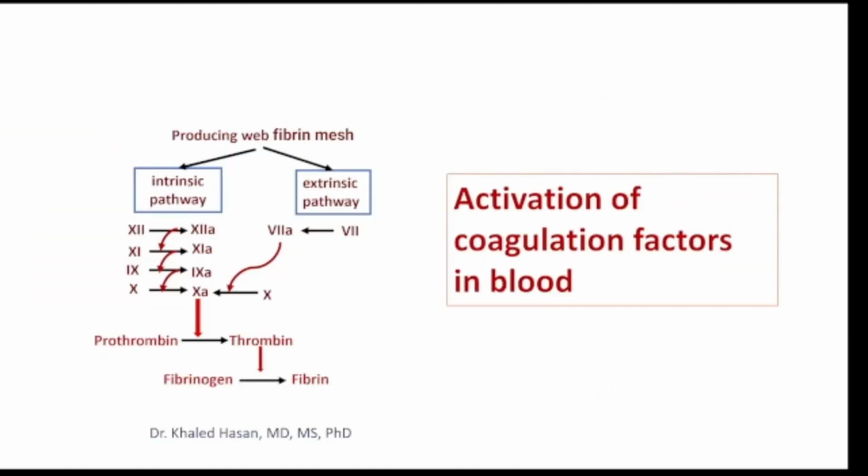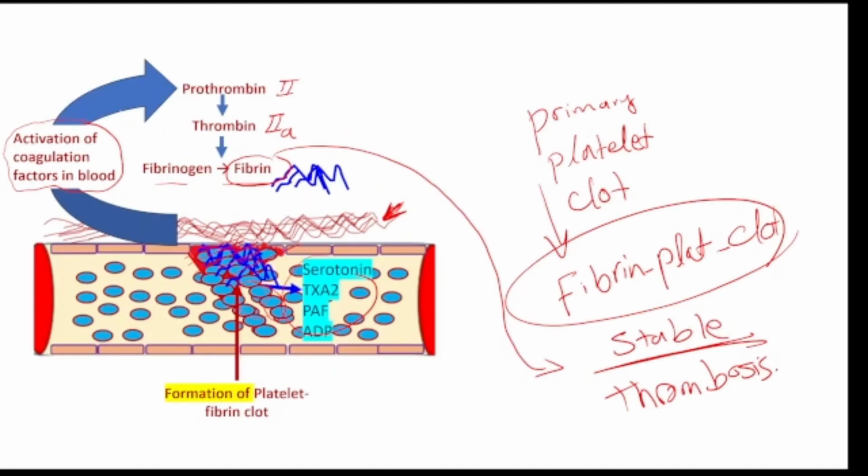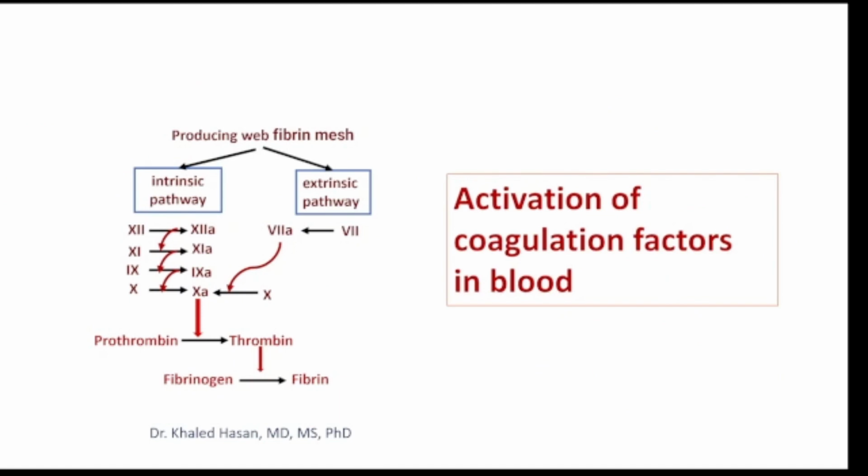Moving to the next slide. As you can see from the previous slide, we have the activation of the coagulation pathway. We have two main pathways for coagulation, and these are responsible for producing the fibrin mesh: the intrinsic pathway and the extrinsic pathway.